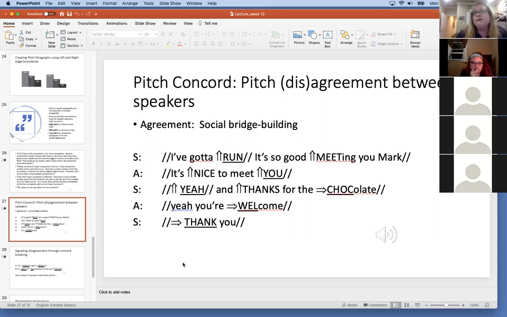And they're both high in their range. So we tried to do it with Mark, and he did a good job, but it sounds a little strange.